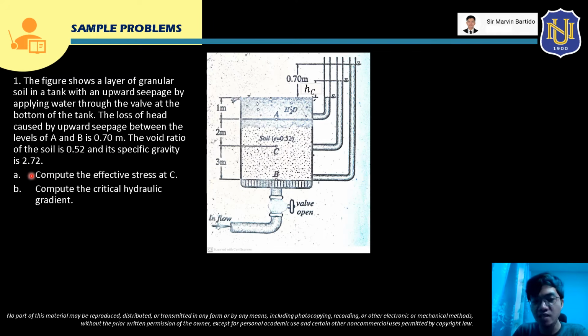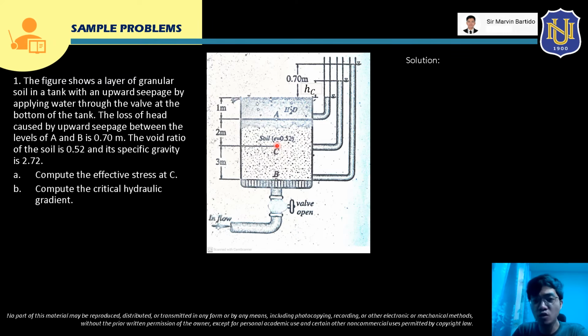No? So, sa letter A, class, ang pinapakompute sa atin dito is yung effective stress at C. Nasaan ba yung C? So, yung point C ay nandito. Yan ay 2 meters below point A. No? So, yung effective stress dito sa point na to yung pinapahanap, ha? So, class, para ma-determine natin yung effective stress at C, i-determine muna natin yung total stress at saka yung pore water pressure sa C. So, mag-start tayo dun sa total stress.